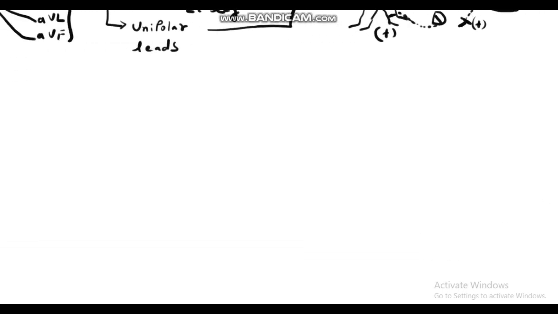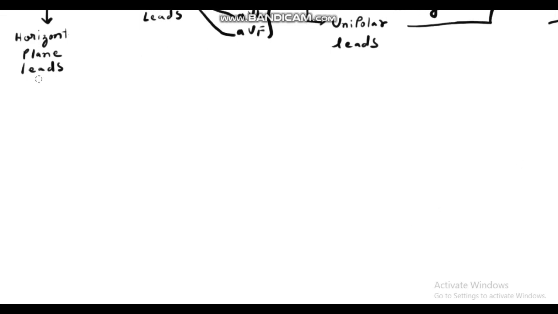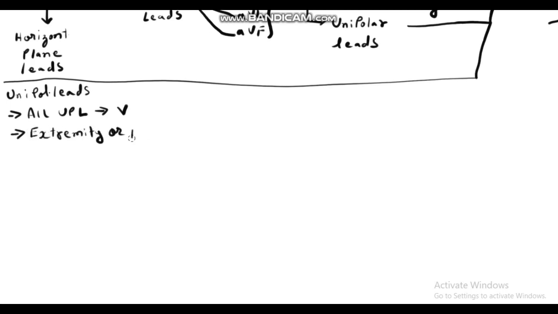Now let us see the unipolar leads. The unipolar leads are AVR, AVL, and AVF. These are always termed V. The unipolar leads are mainly placed on the extremities, or record the precordial as well. The extremity leads have very low electrical potential.